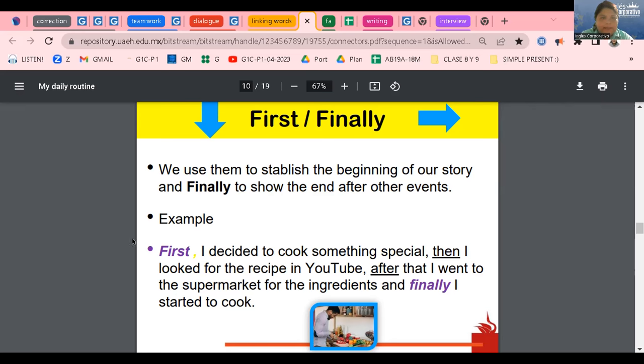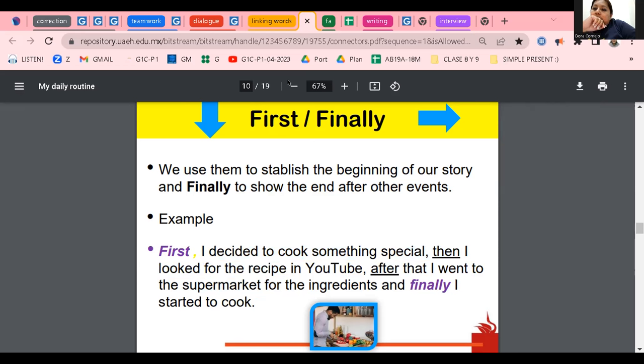Dora, read the example. Example: First, I decide to cook something special.